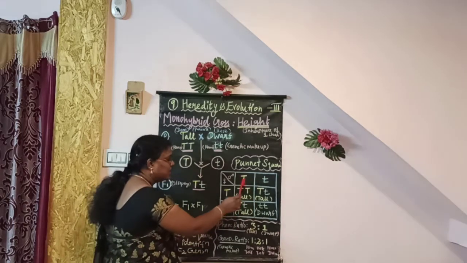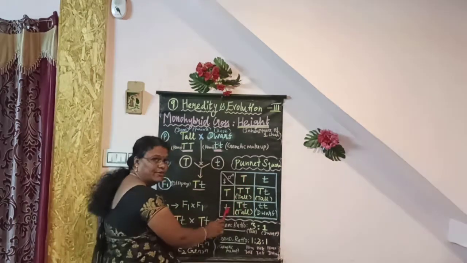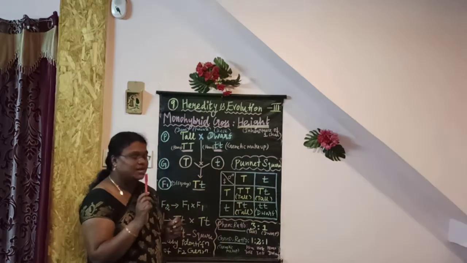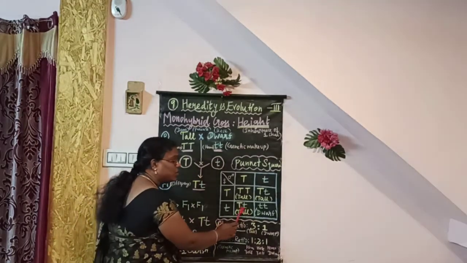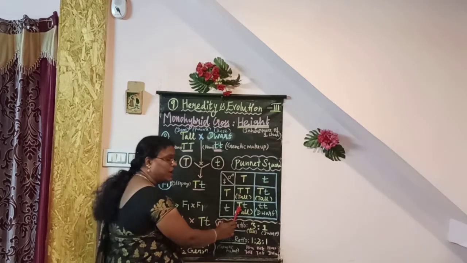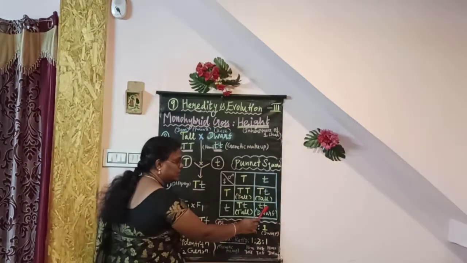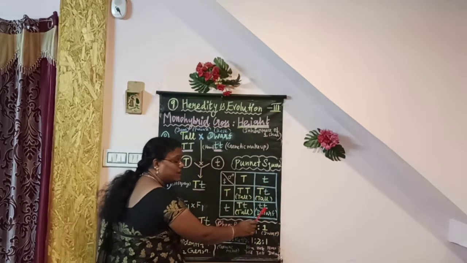Here what will we get? Capital T, small t. First we write capital T because the dominant gene expresses. So this is heterozygous tall. The genetic makeup is different. Here what will we get? Sorry, small t, small t. So this is homozygous dwarf.